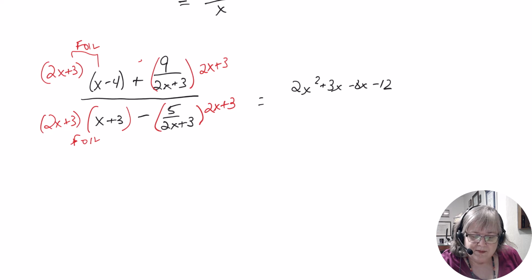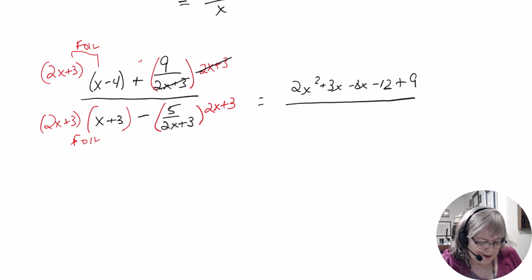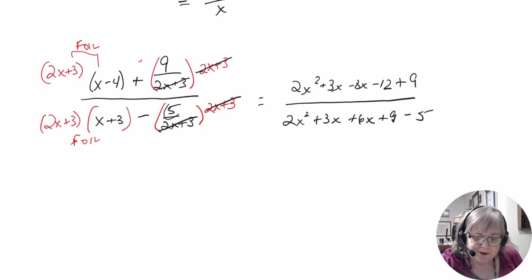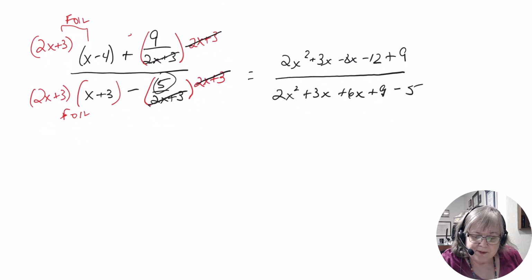Okay. And then this 2x plus 3 cancels this one, and you have plus 9 over 2x plus 3 times x plus 3 is 2x squared plus 3x plus 6x plus 9 minus 5. Okay, because this 2x plus 3 cancels that one and leaves you 5. Now I can clean this up just a little bit more. So it's 2x squared minus 5x minus 3 by combining like terms.